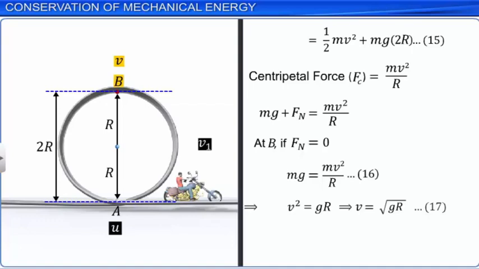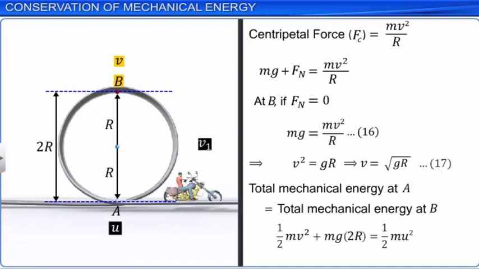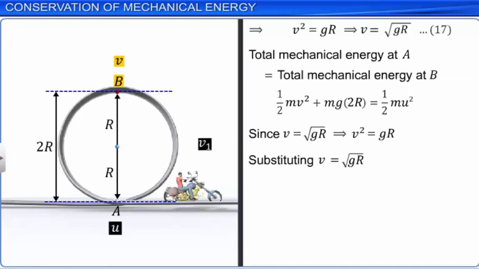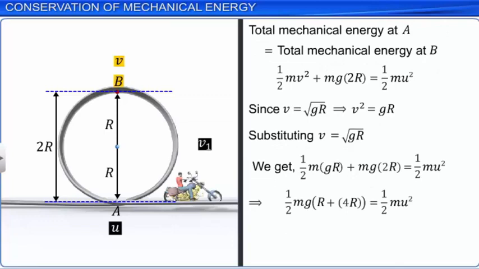According to the principle of conservation of mechanical energy, the total mechanical energy at A is equal to the total mechanical energy at B. Thus, half mv square plus mg into 2r is equal to half mu square. But since v squared is equal to gr, substituting the minimum velocity at point B, v is equal to the square root of gr in equation 15, we get half mgr plus mg into 2r is equal to half mu square. On further simplification, we get half mg into r plus 4r is equal to half mu square. Thus, we get u square is equal to 5gr, or u is equal to the square root of 5gr, where u is the projection velocity at A.